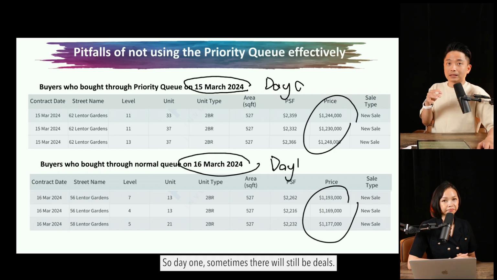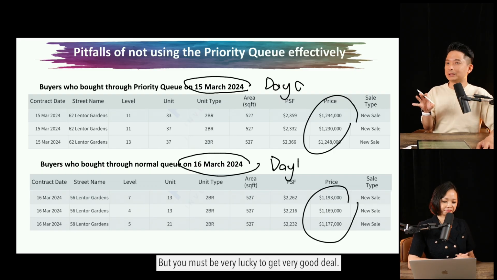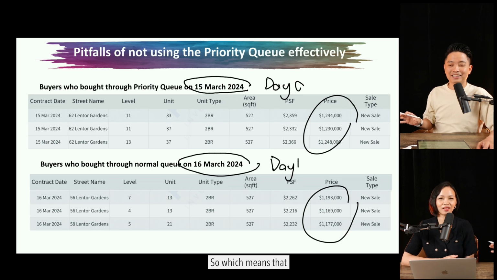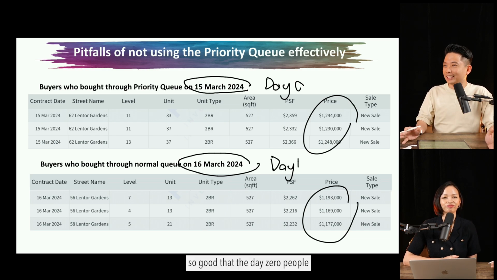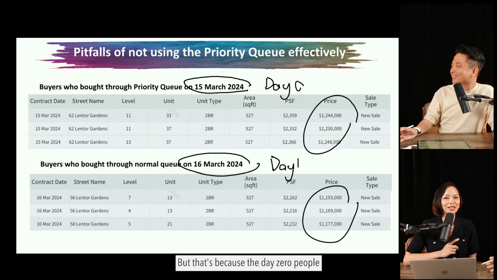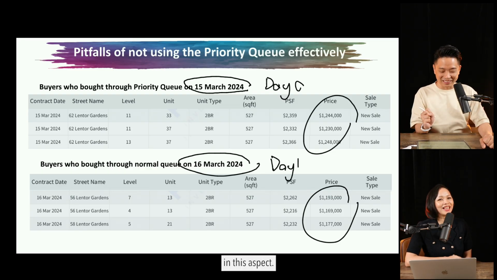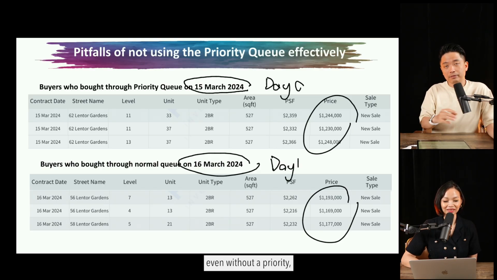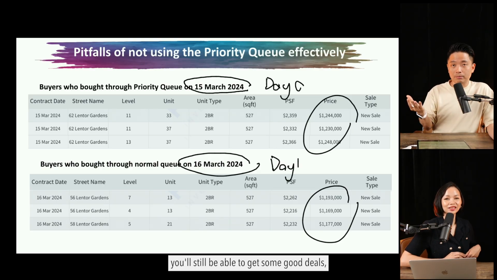So on day 1, sometimes they will still get good deals, but you must be very lucky to get a very good queue number. Yeah, that's the norm these days. The day 0 people will still leave some good deals for day 1, because the day 0 people don't know how to choose. But if you look at it this way, even without priority, you will still be able to get some good deals.